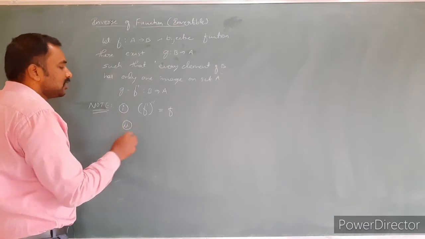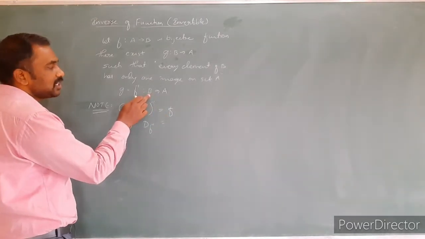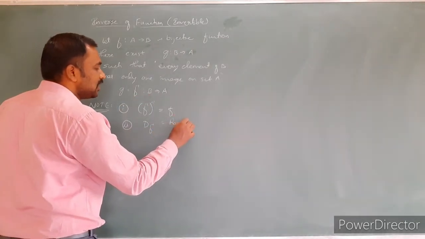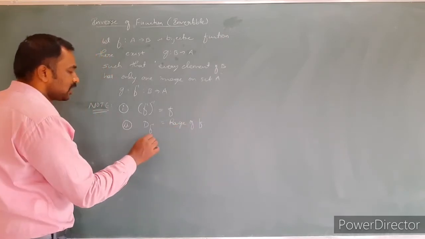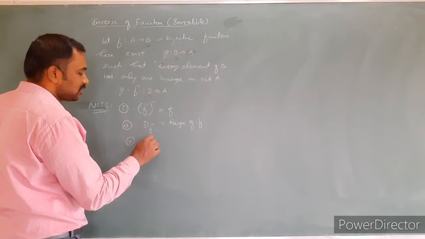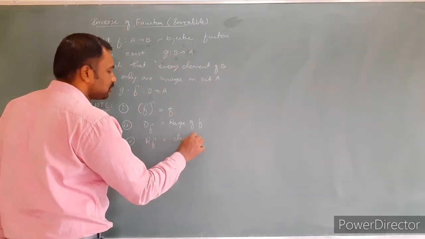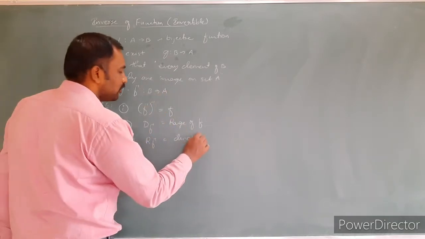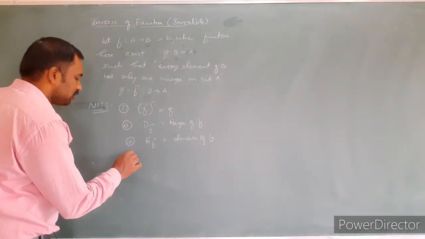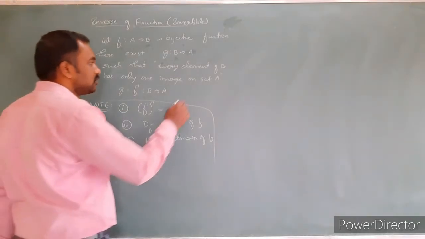And the second one, what is the domain of the inverse function? The domain of the inverse function is nothing but the range of the function f. And what is the codomain? The codomain of the inverse function is nothing but the domain of the function f. Next one, and this inverse of the function, mathematically, how do you say that?